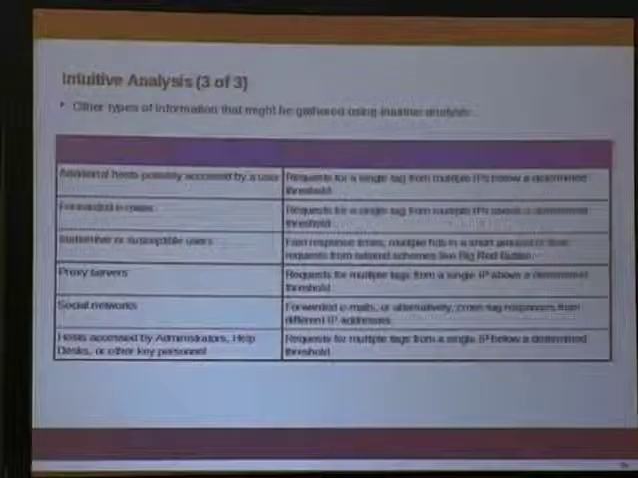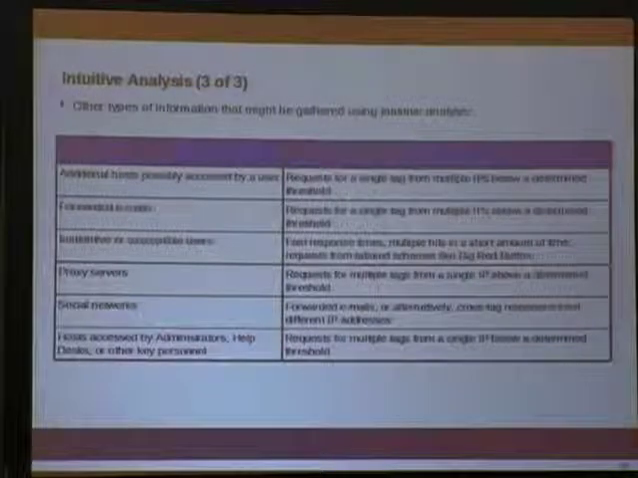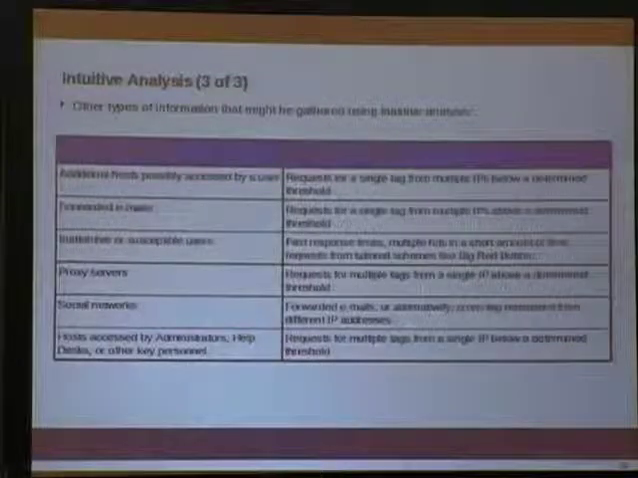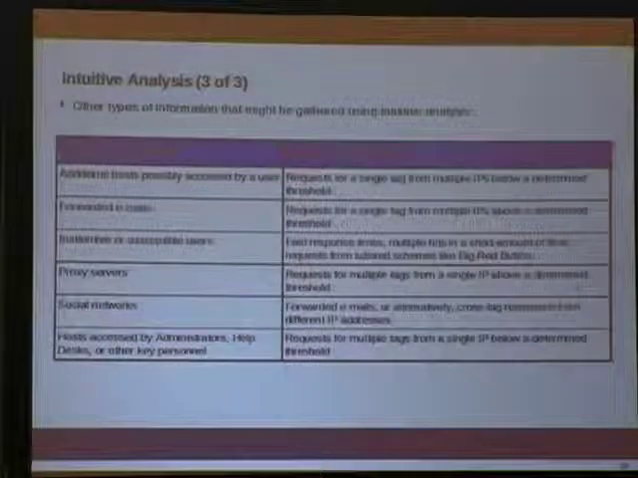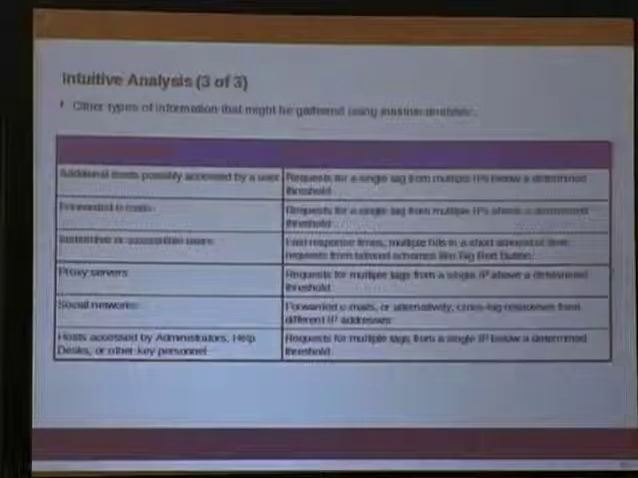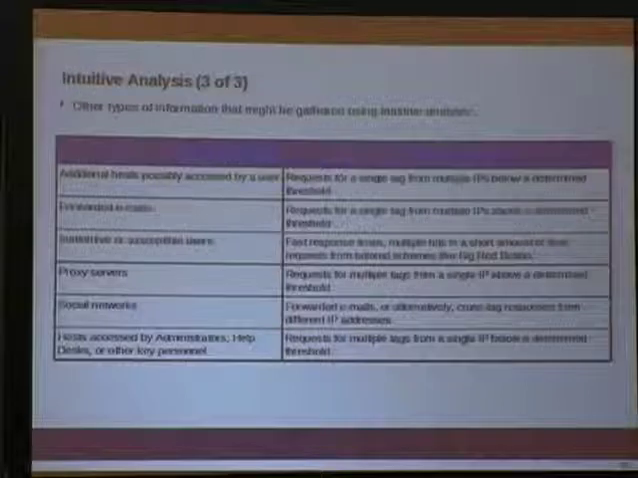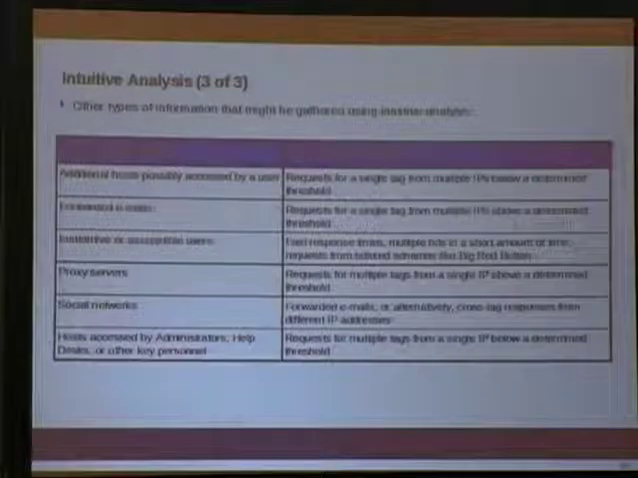Social networks. If we can determine forwarded emails, or if we get cross-tag responses from different IP addresses, so IP address 1 requests tags A and B, and IP address 2 requests tags A and B, there's probably some sort of communication path between the two. And finally, the more interesting one, hosts accessed by administrators or by help desks or other key personnel. We can start to pick those out from multiple tag requests from a single IP below a determined threshold. Remember, if it's above this threshold, we're probably going to consider it a proxy. But if we have just the right number of requests and we're receiving requests along other communication paths, we can start to figure out something's interesting about that host.